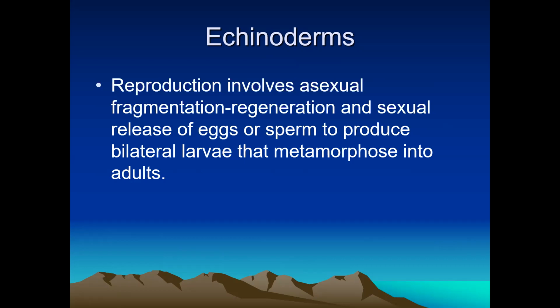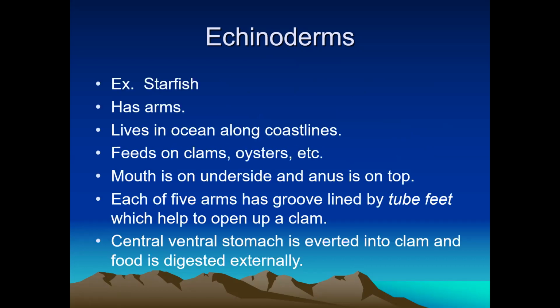They do reproduce sexually with release of eggs and sperm. And if an egg and sperm unite, it's going to form a zygote that will grow into this bilateral larva that's not radially symmetrical. And then that will metamorphose into the adult.